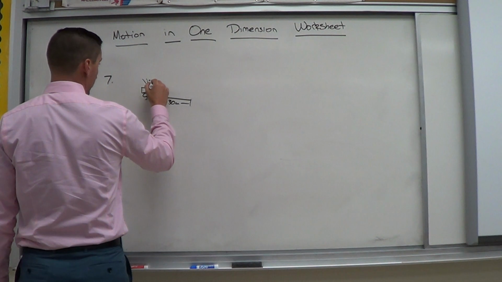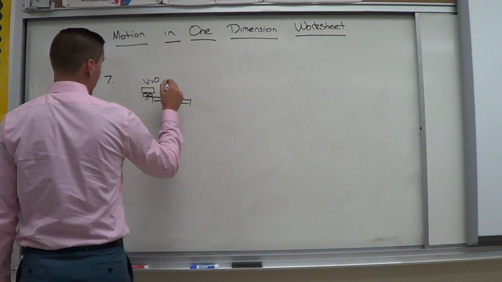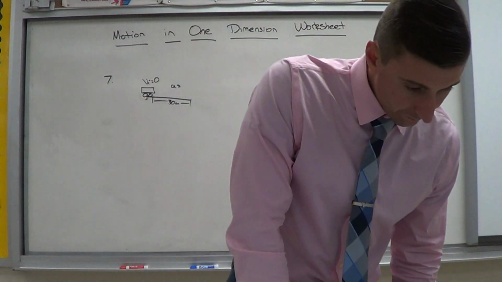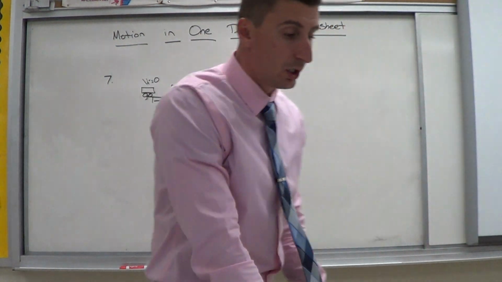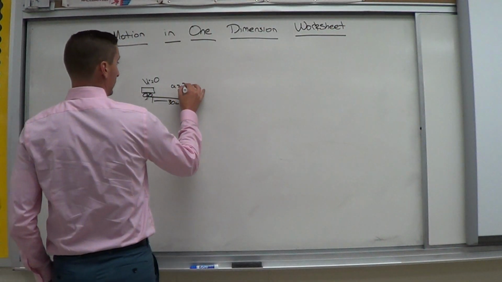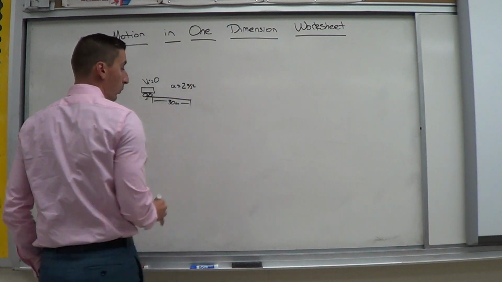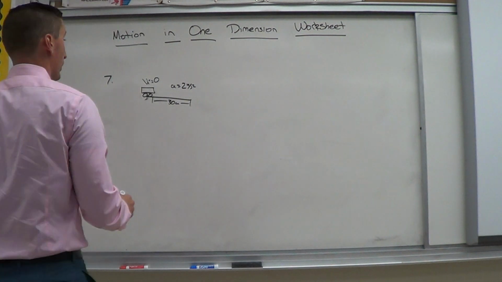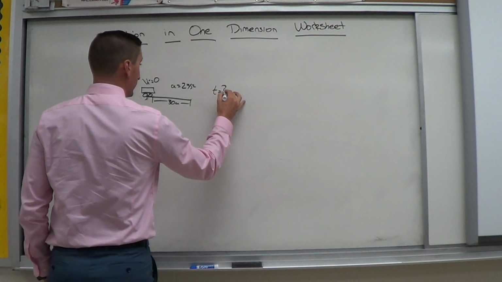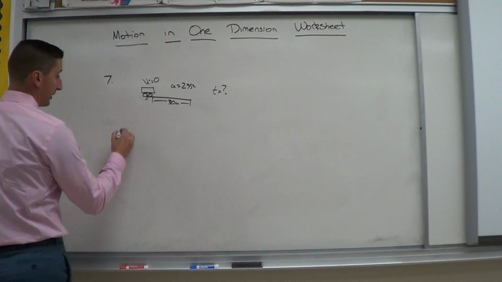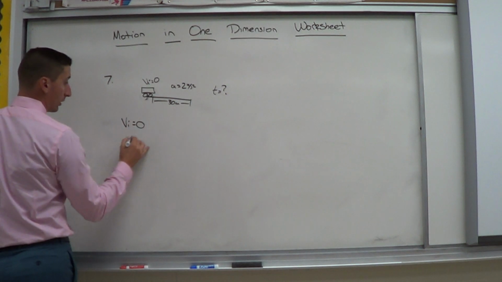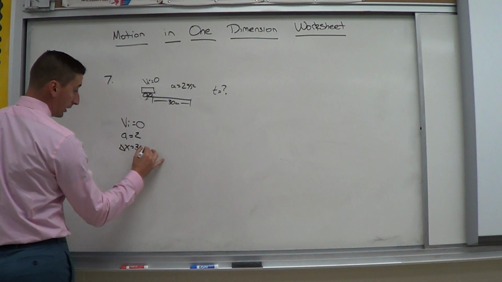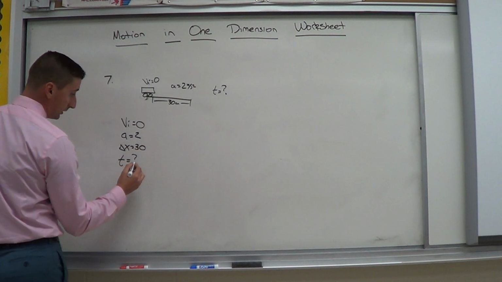It starts from rest, and it accelerates at 2 meters per second squared. We want to know how long it takes, so in other words, what time. So I list my variables again. VI is 0. A is 2. Delta X is 30. Looking for time.